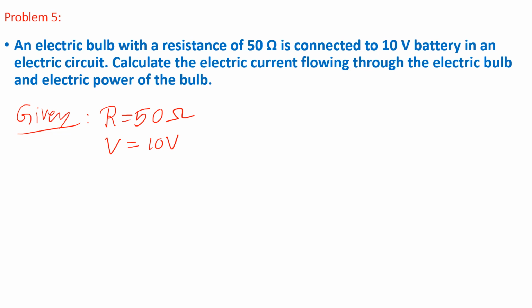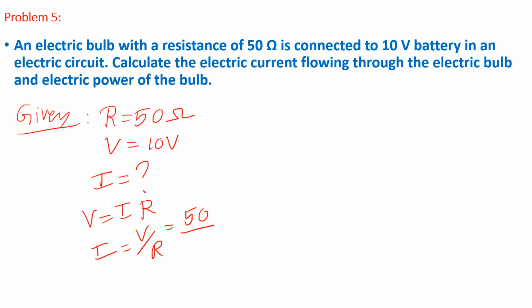Calculate the electric current flowing through the circuit. We need to find out the current I. It is just simple, from Ohm's law: V is equal to IR. So I is equal to V by R. V is given, that is 10, and R is 50. 10 divided by 50 is equal to 1 by 5, which is equal to 0.2 amps. That is the electric current flowing through the circuit.